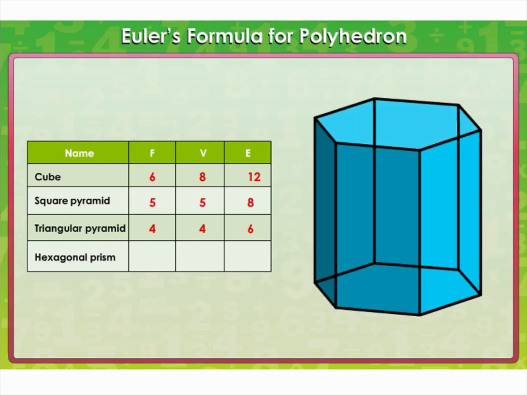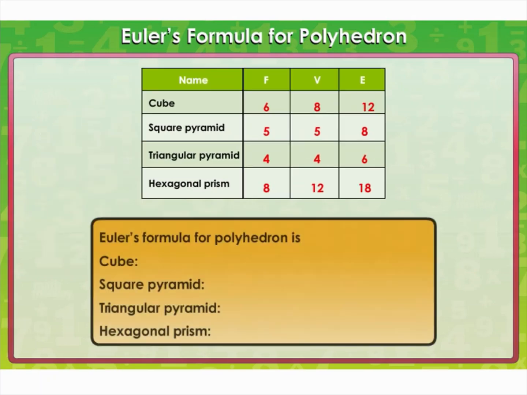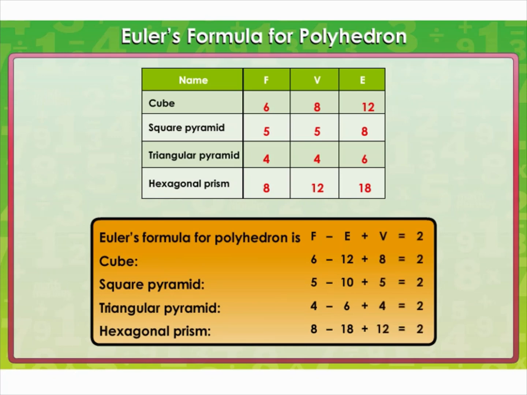The last one is hexagonal prism. It has 8 faces, 12 vertices, and 18 edges. Euler's formula for polyhedron is number of faces F minus number of edges E plus number of vertices V is equal to 2.